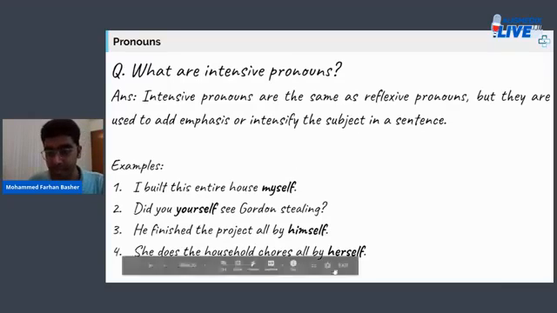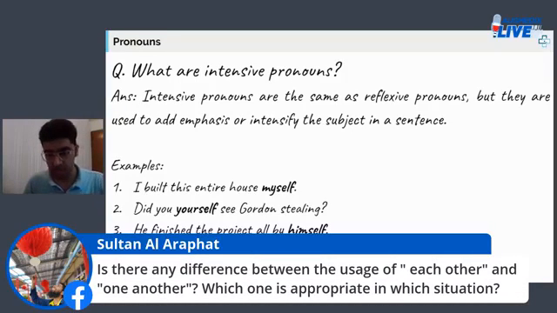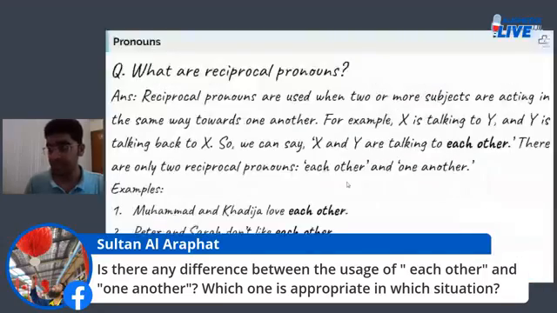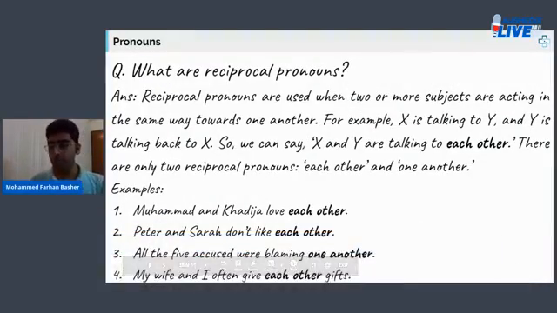Okay? Now we get to move into the second question we have here from Sultan Al-Arafat. He has asked, is there a difference between the usage of each other and one another? Definitely yes. So you see, you use each other when you want to talk about two people only, right? And both the people have taken the same action, and that the actions that they're taking are directed towards each other, right? Such as, for example, I want to give you a gift, and you want to give me a gift as well. So we're both taking the same action, right?